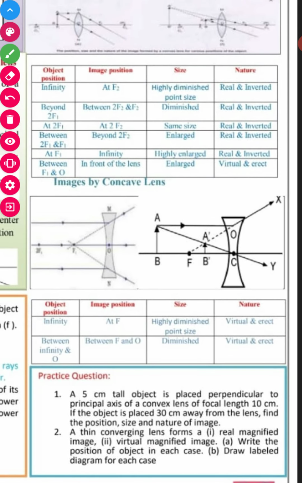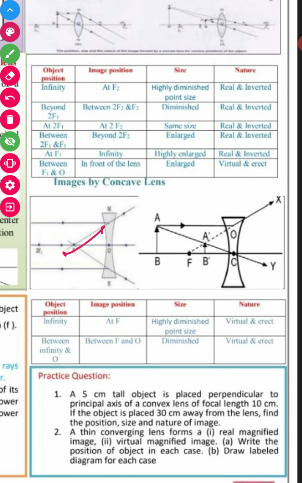Then we have the ray diagram for the concave lens also. Same, these rays are coming from infinity and after getting refracted by the lens, they meet at the focus and form the image. Again, it is highly diminished, point size, virtual and erect.